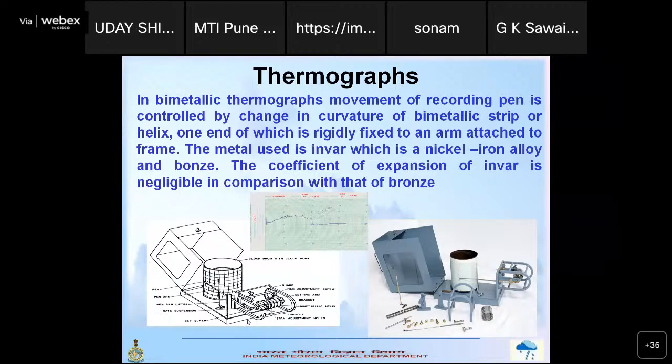So that small contraction or elongation, or expansion, of this helical spring made up of two metals will be captured by this mechanical lever assembly and amplified by the mechanical assembly. The small variation will be attached to the pen arm. This is the horizontal pen arm, and it will record the reading on the chart paper automatically on the graph paper. So this is basically the working of the thermograph.